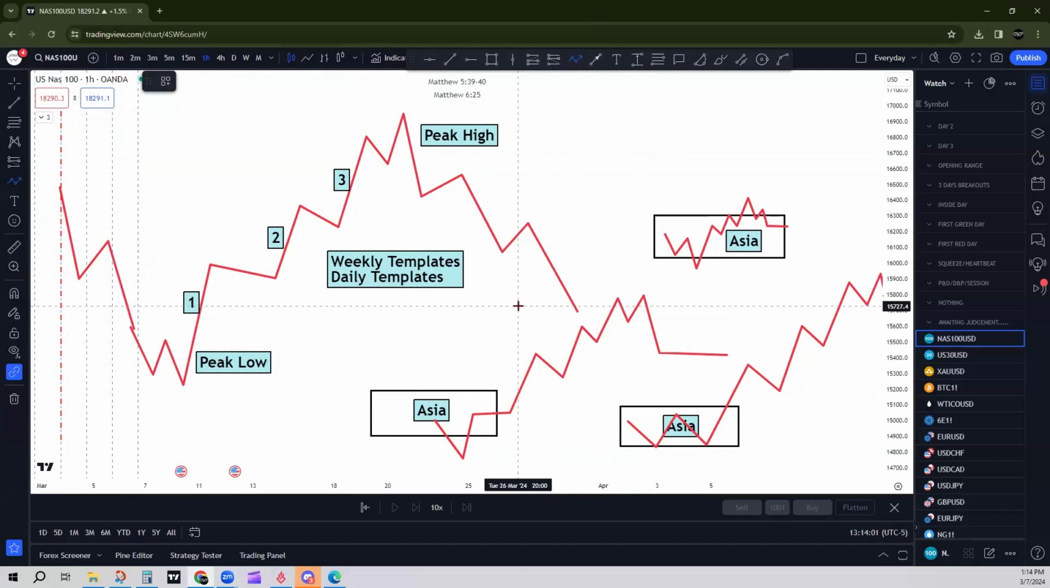Like that could be one of the templates, but the template is not always going to be this nice. It doesn't have to start on Monday, stair step its way up, Wednesday, Thursday, and then you get that nice stair step down. That's not going to happen. The day of the week is not going to be this perfect every single time, where it starts on Monday and it ends on Friday.